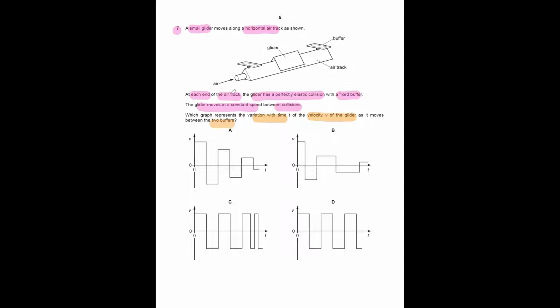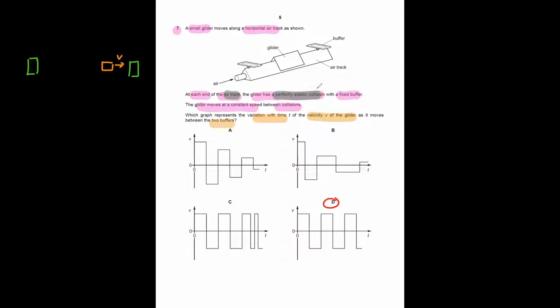So there are some keywords here that you need to identify. The first one is that this is an air track. And then the second one is that this is a perfectly elastic collision. So these two are some keywords to take note of. Now, which of these is actually your correct velocity time graph? The one that should be correct here is actually D. Okay, but how do you know it's going to be that shape? You just imagine something like this. If you have your buffer, I try to draw it right over here. This is, say, your buffer at both ends. And then you have your glider that's moving towards this side with velocity v.